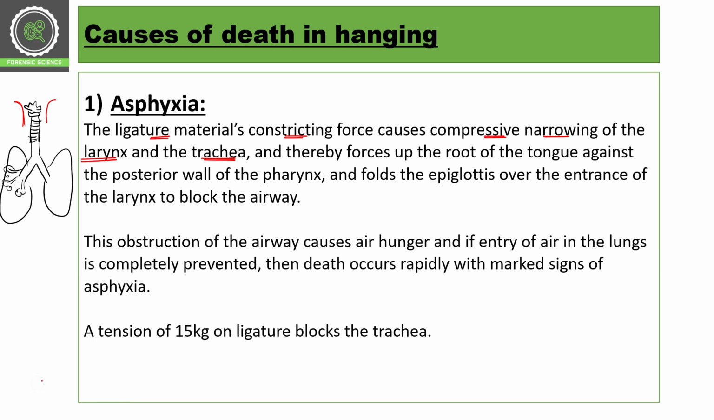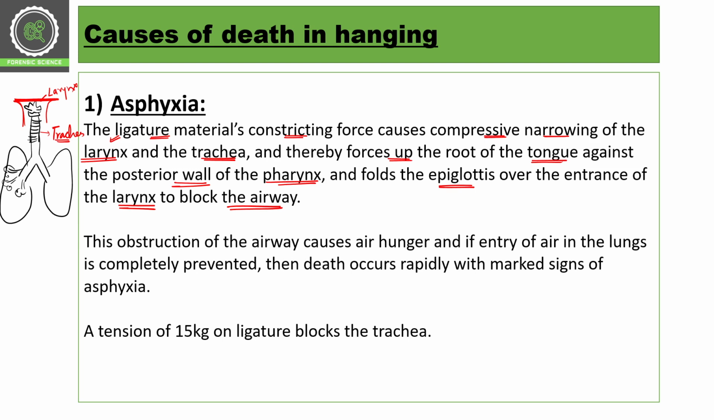So now you have an idea about this. This is the larynx, and this is the trachea. So what is the constricting force? Whatever material is used as a ligature will become the constricting force for the trachea and larynx, and thereby it forces up the root of the tongue against the posterior wall of the pharynx, where the pharynx is just beneath that. The tongue will be pulled against the posterior wall of the pharynx, and the fold of the epiglottis over the entrance of the larynx will block the airway. So everything is blocked where the ligature is.